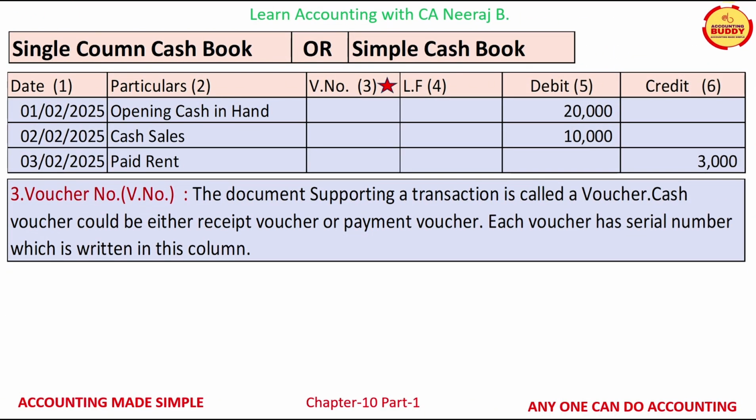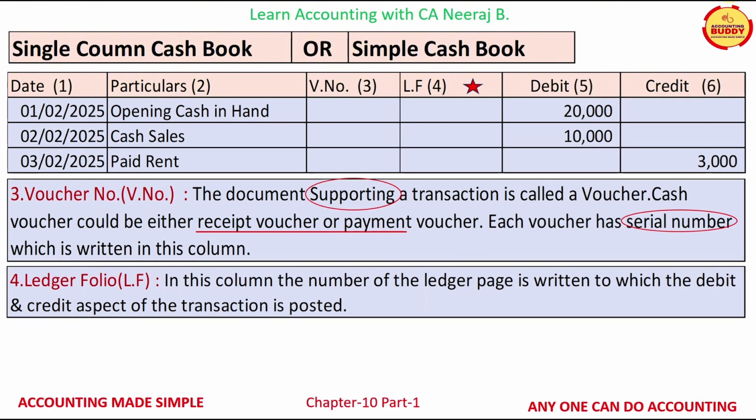Column number 3 is voucher number. The document supporting a transaction is called a voucher. Cash voucher could be either a receipt voucher or a payment voucher. Each voucher has a serial number which is written in this column.